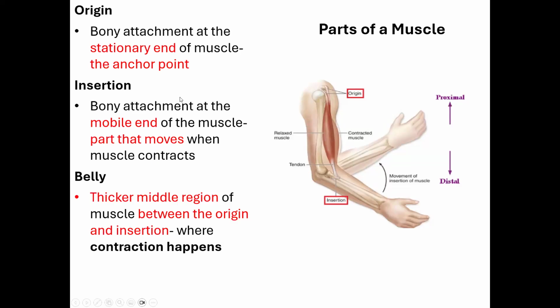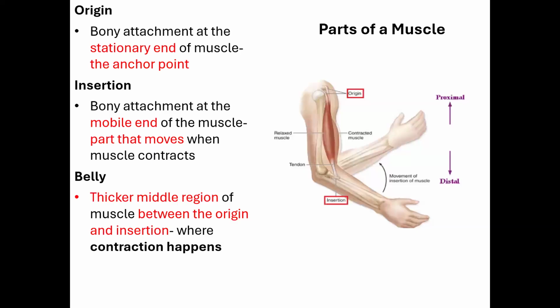Origin means it's the stationary point where a muscle attaches. That means that part is not moving. It's an anchor point. Let's put it into simple language. When you have an anchor point, the anchor should not move, right? If you want to climb somewhere with a rope, you fix the rope somewhere, and then you're climbing, the anchor point should not move. That is the origin of a muscle.